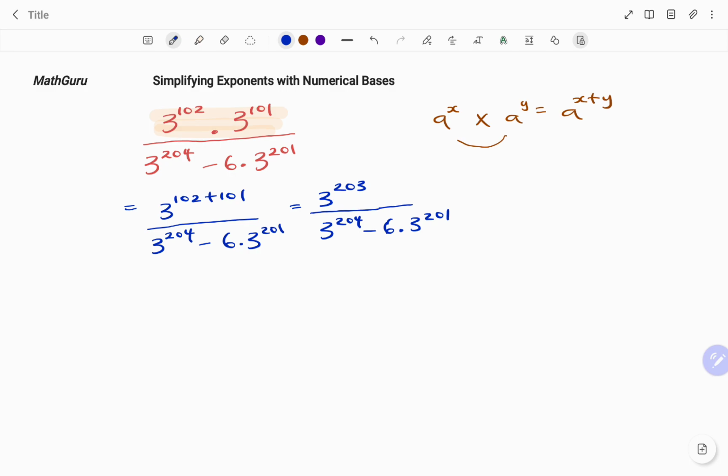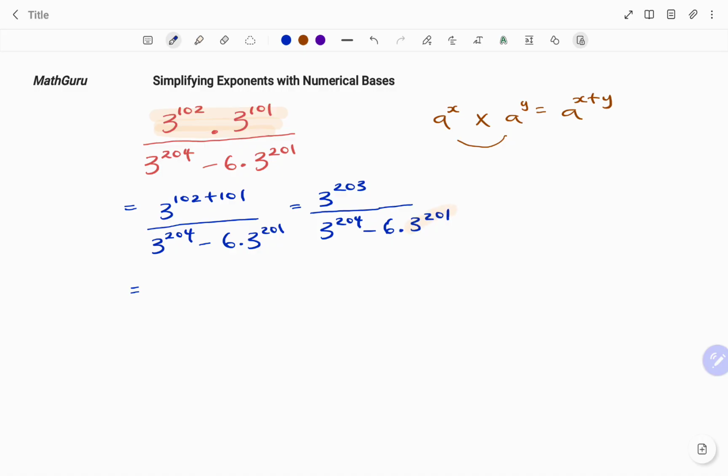The next step, because for my denominator I have those two terms separated by a minus, what I'm going to do is look for a common factor at the top and at the bottom. And to find a common factor, I'm going to use the base with the lowest exponent, and in this case that is 3 to the power of 201.